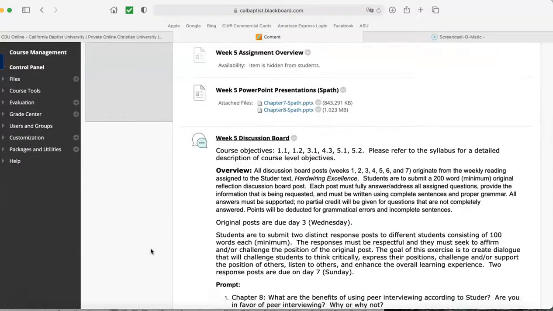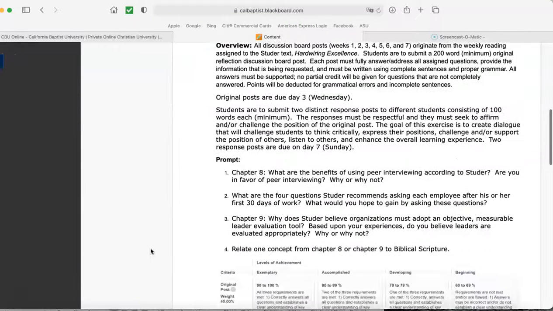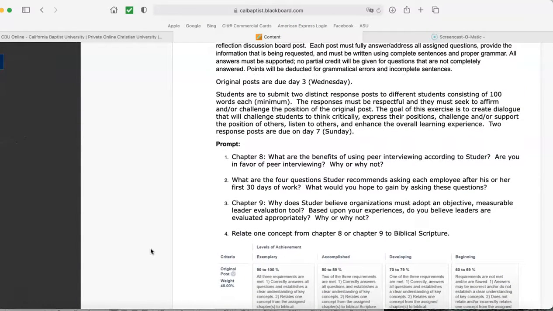The discussion board question is here, the prompt from chapter 8. What are the benefits of using peer interviewing according to Studer? And are you in favor of peer interviewing? Why or why not? Make sure that your answers really demonstrate the application of critical thinking in answering that question. And then what are the 4 questions that Studer recommends asking each employee after his or her first 30 days of work? What would you hope to gain by asking these questions?